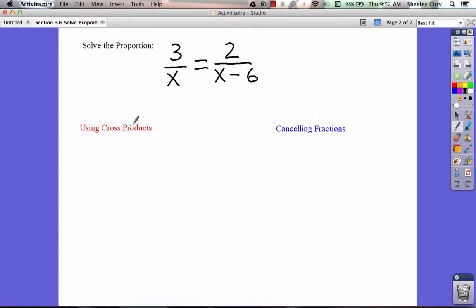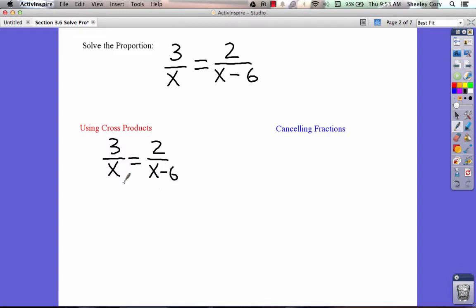Cross products, you skip steps. You actually end up doing the same steps that you would do in canceling fractions. But a lot of you might prefer the cross products because it takes less work. So let's use the cross products first. We're going to solve this problem here. So let me write it. Got 3 over x equals 2 over x minus 6.